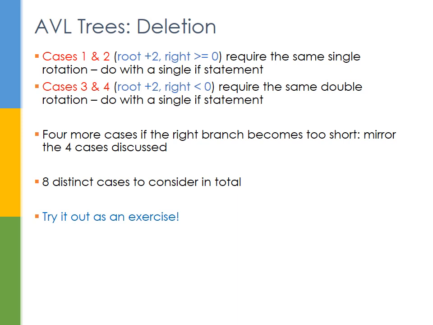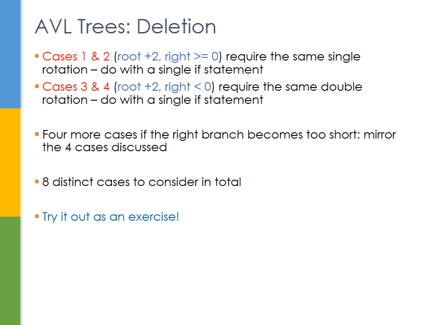Now, with cases 1 to 4, we dealt with deletions within the left branch of an unbalanced node. So there are 4 more cases that deal with deletions in the right branch of an unbalanced node. And these are essentially mirror cases of the 4 cases that we've just discussed. So what this means is there are 8 distinct cases that we need to take care of in total. So what I would like you to do as an exercise is work out the remaining 4 cases and how they will be dealt with by means of rotations.